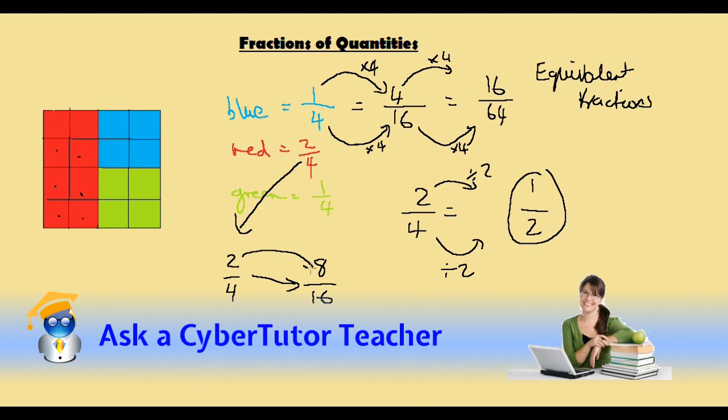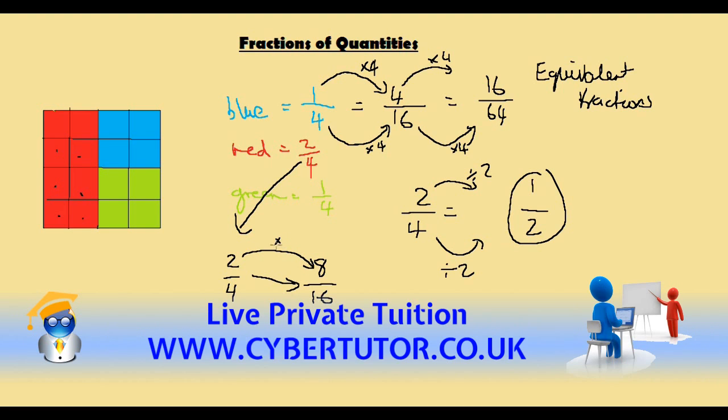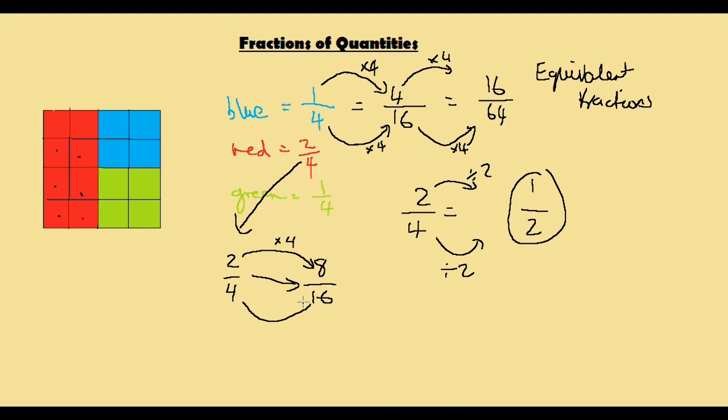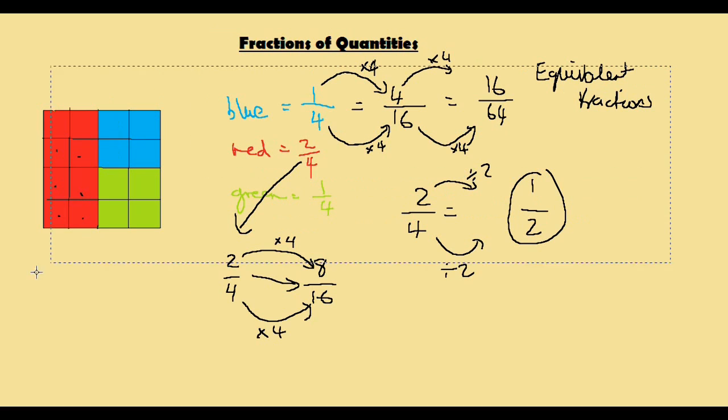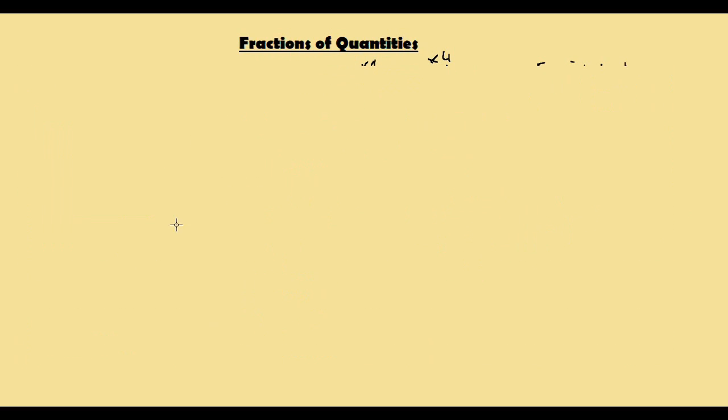And if we look at this, to get from 2 to 8, we must times it by 4. And to get from 4 to 16, we also times it by 4. So hopefully you can see that fractions can be changed into other fractions that are equivalent by multiplying or dividing by exactly the same number on the top and the bottom. So what we're going to do now is have a little look. I'm just going to get rid of this. We're going to have a bit of a look at how to change some fractions into other equivalent fractions.